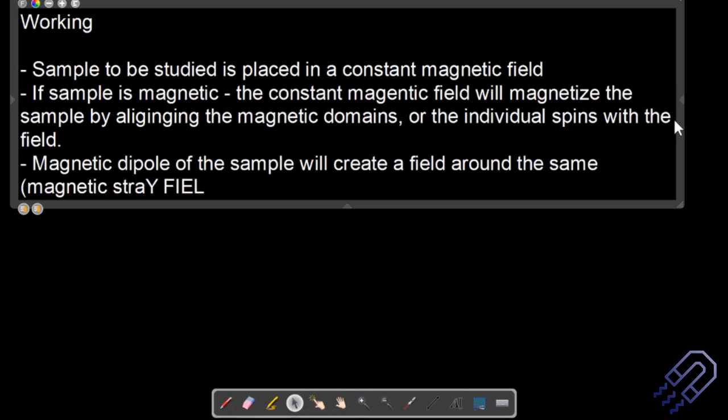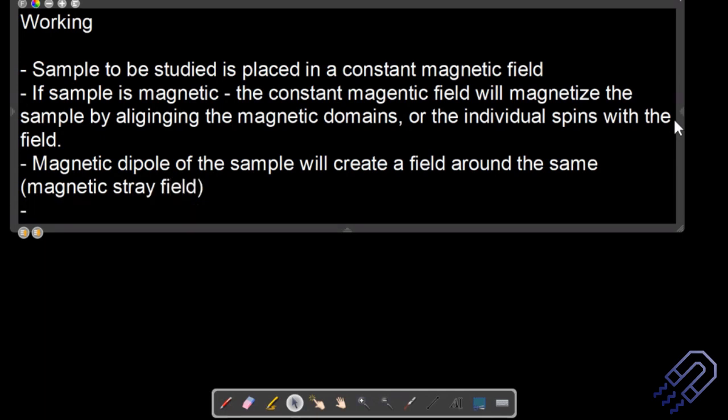So we have to understand the sequence here, and then we can understand it better. Now we have a magnetic stray field because of the magnetic dipole that is being formed. Now what happens is, you know, the name of the setup is vibrating.